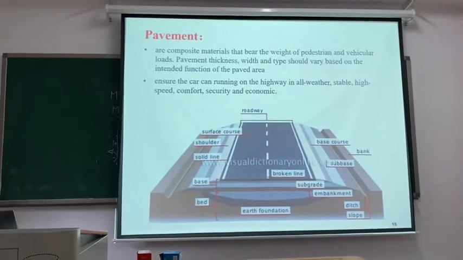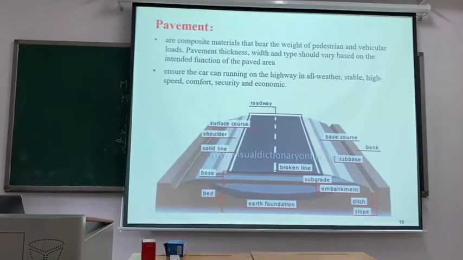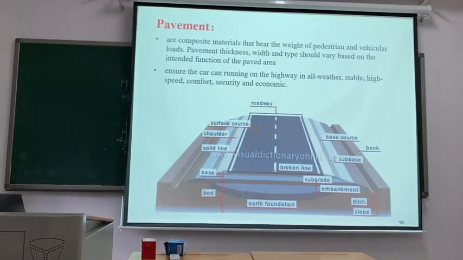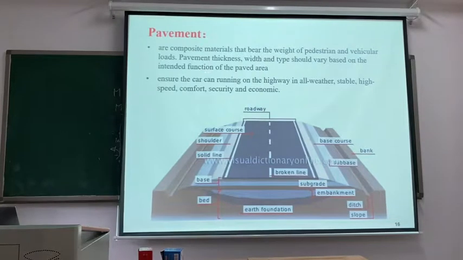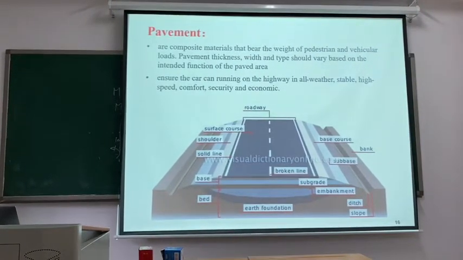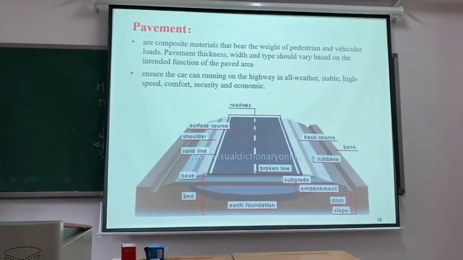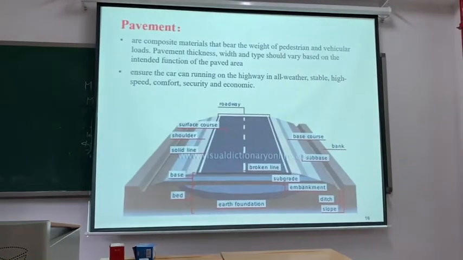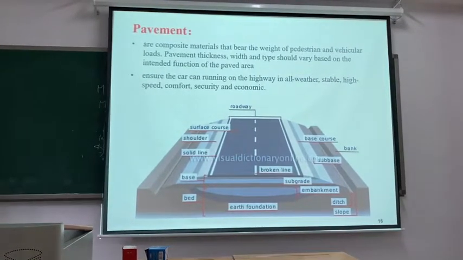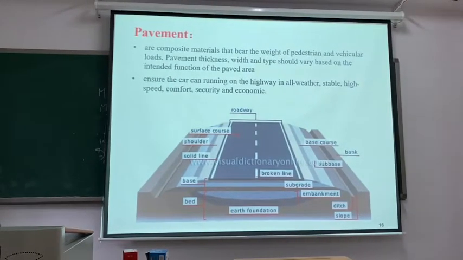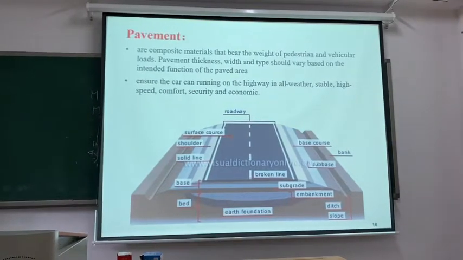也就是说，我们这路面是用来干什么用的？起什么作用？就是供行人和车辆承受这些重量的。Pavement thickness, width, and type, just like asphalt pavement or cement concrete pavement, or other types of pavement, is to ensure the car can run on the highway in all weather, stable, high speed, comfort, security, and economy.